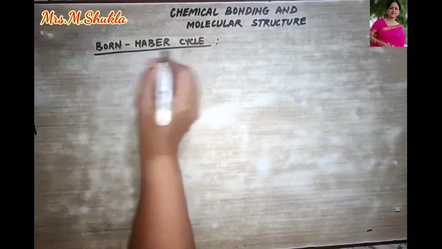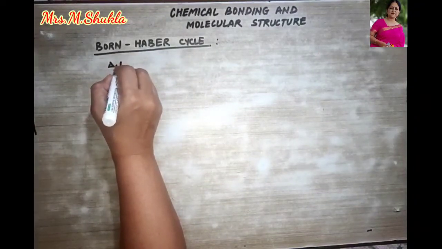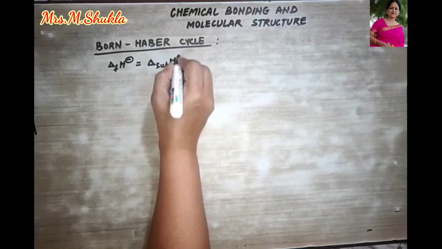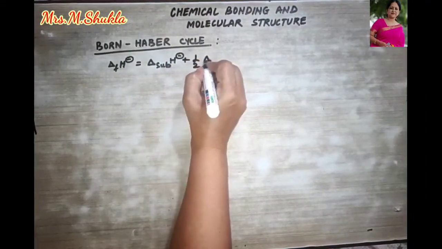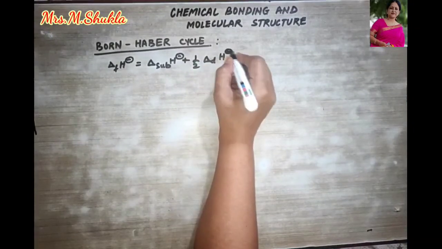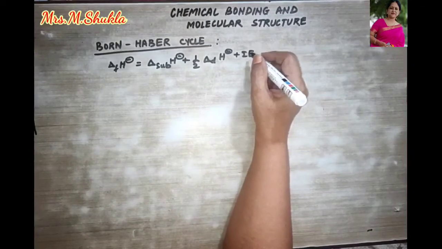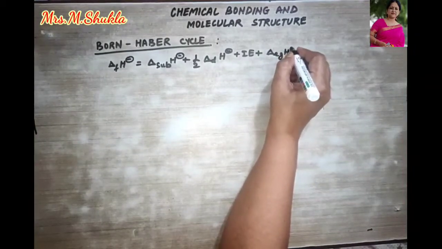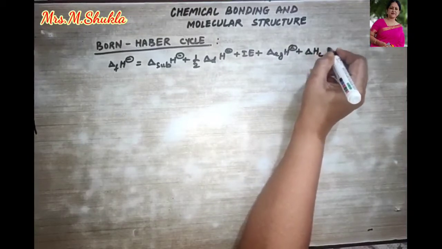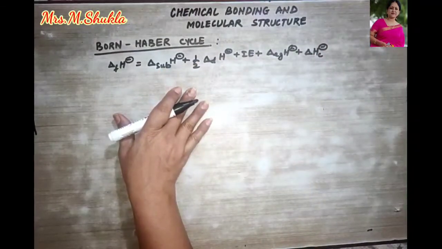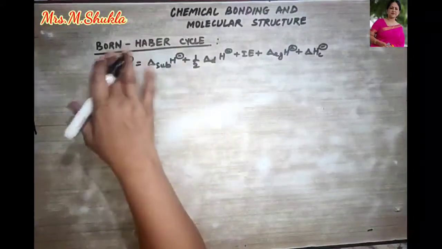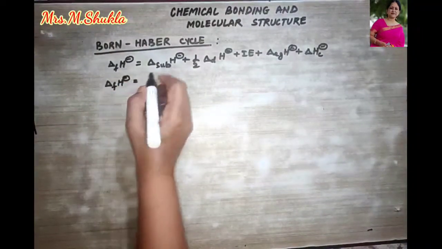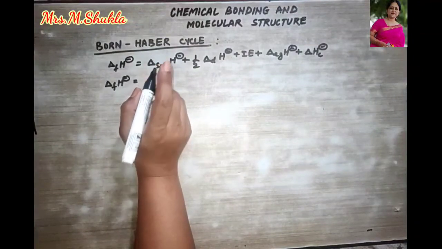So over here the formula for Born-Haber cycle is delta FH, this is equal to delta SUBH plus half delta DH plus ionization energy or ionization enthalpy plus delta EgH plus delta HC. Now let us understand what all these thermodynamic properties that are involved in your Born-Haber cycle mean. Okay, so your delta FH, what is this? This is your enthalpy of formation, right?